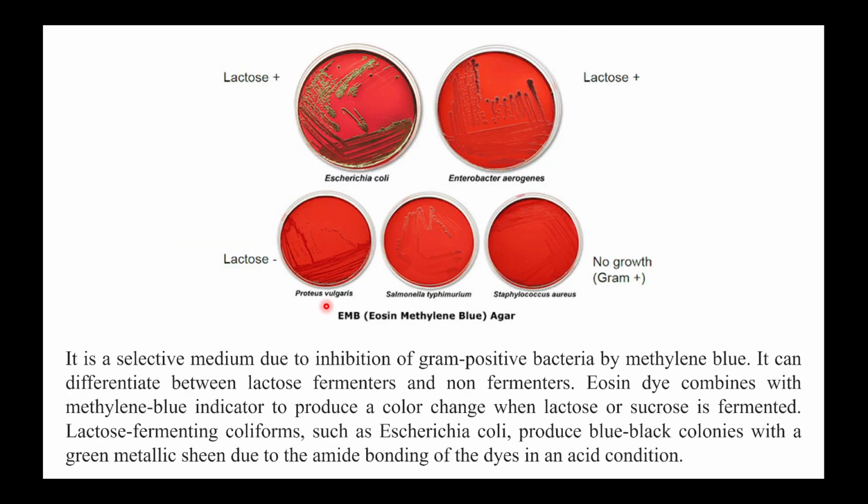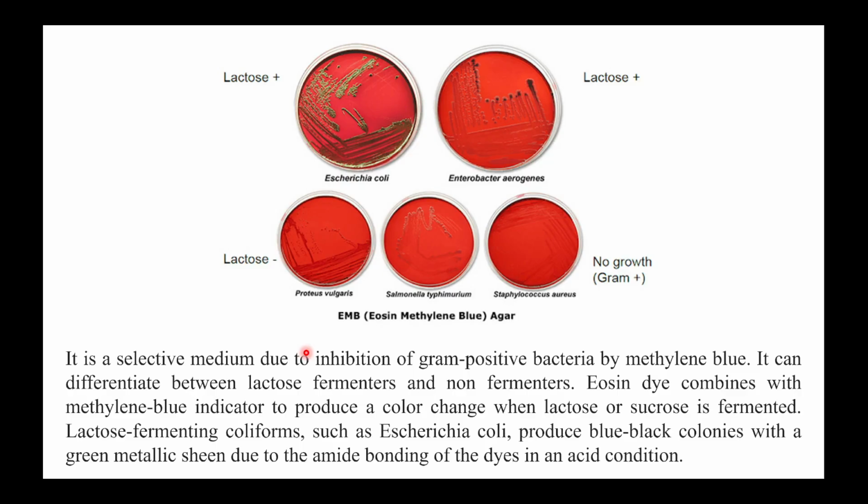I have another example for the same thing. This is EMB agar, or eosin methylene blue agar. This is also selective and differential. How is it selective? It is selective because it allows the growth of gram negative bacteria but inhibits the growth of gram positive bacteria, just like MacConkey agar.